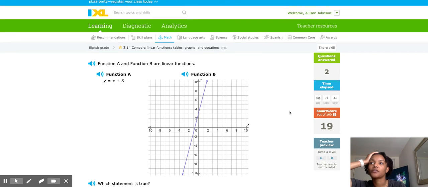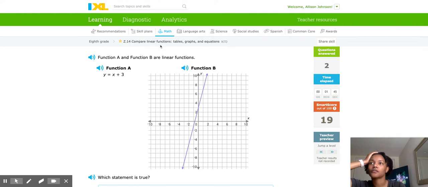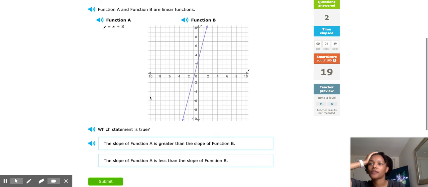Okay, so I need to compare these functions. For function A, they're asking me about the slopes. For function A, it's the equation. To me, that's the easy one because m is slope. They didn't write it in, but there's a 1 in front of that x. So the slope for function A is 1.